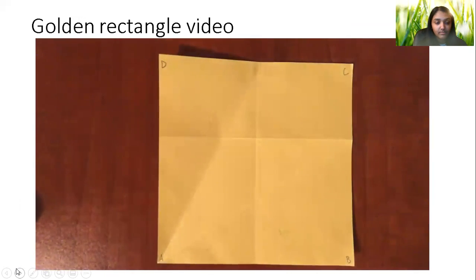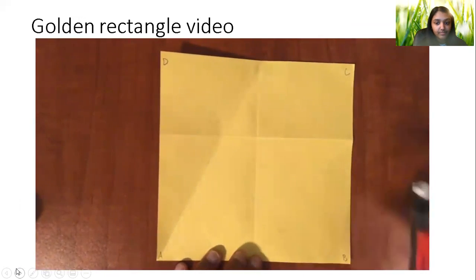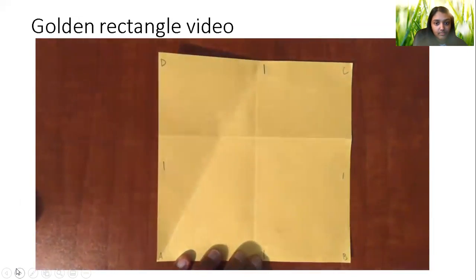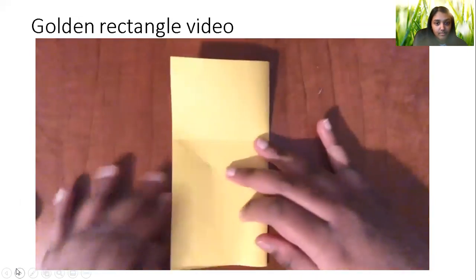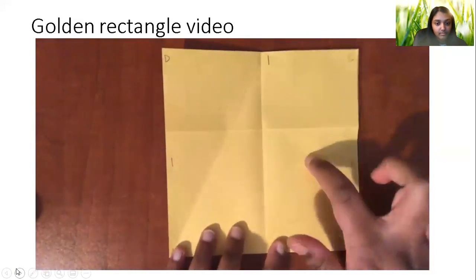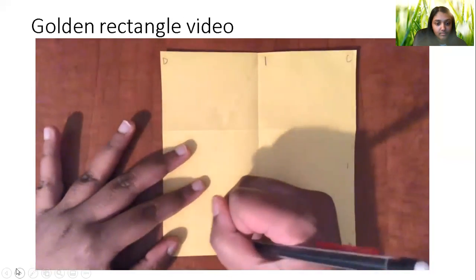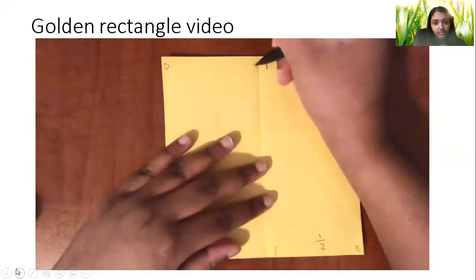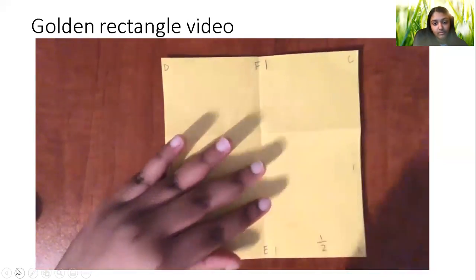First, I'm going to label all the points A, B, C, and D, and then we're going to say each side is a unit length of 1. Then we are going to fold the square in half. This makes two rectangles with a width of 1/2. I'm going to label this point F and this point E.